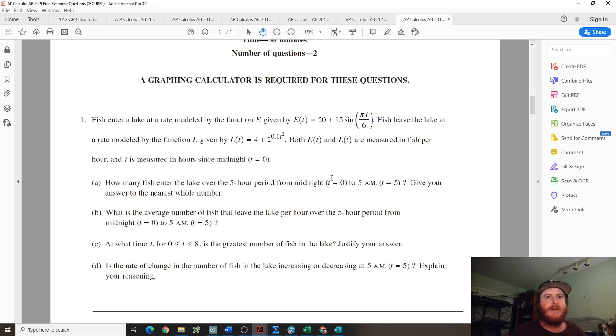Whereas if they said how many fish total are there at a time, then I would do the starting plus the integral of the in minus the integral of the out. Okay? So that's kind of what these questions are all about.